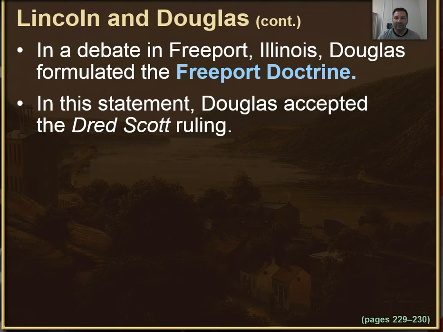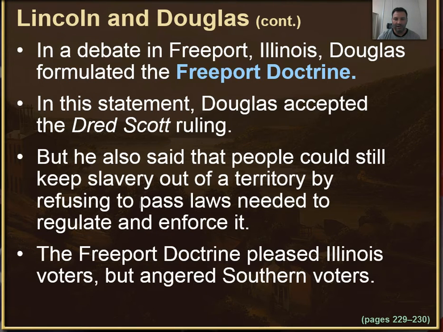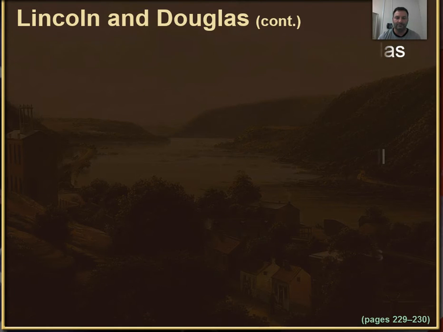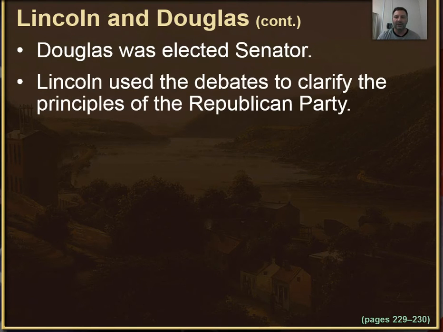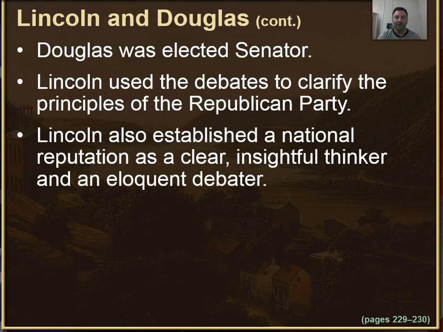In this statement, Douglas accepted the Dred Scott ruling, but he also said that people could still keep slavery out of a territory by refusing to pass laws needed to regulate and enforce it. The Freeport Doctrine pleased Illinois voters, but it angered Southern voters. Douglas ended up being elected senator. Lincoln used the debates to clarify the principles of the Republican Party. Lincoln also established a national reputation as a clear, insightful thinker and an eloquent debater.